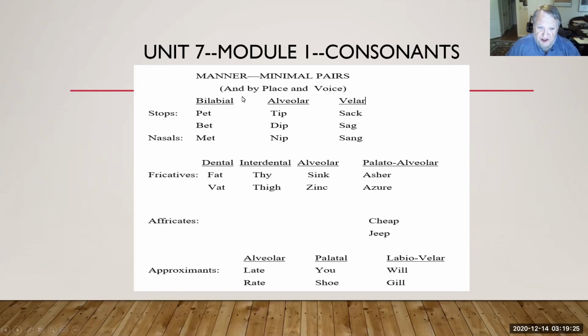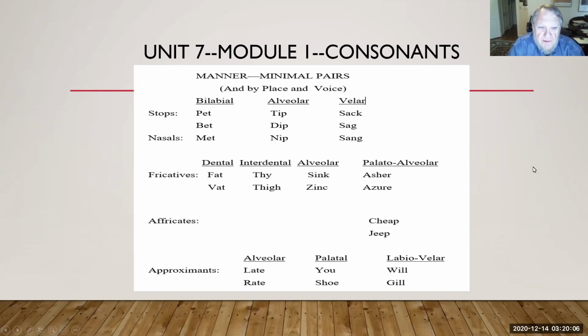There are places of articulation: bilabial, alveolar, velar, dental, interdental, alveolar, palatal, alveolar. And the point is that each of these places has these sounds. And notice the pairs here differ in voicing. But these do not differ in voicing. They're all voiced. These are different in voicing, but these are not. So keep in mind that some sets are different in voicing and some sets are not.